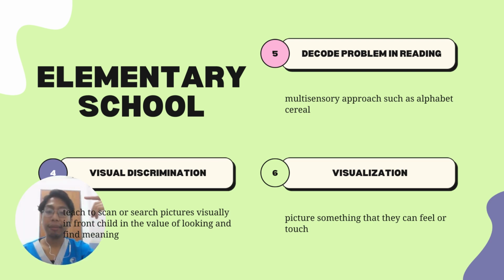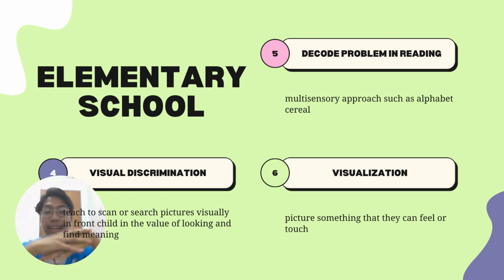So if they want to read, with this multisensory approach, they are able to recognize the alphabet, and then words, and then finally sentences. So this is one of the ways. When they touch, they remember. When they feel, they remember. So this is one of the things that helps them to decode problems in reading.